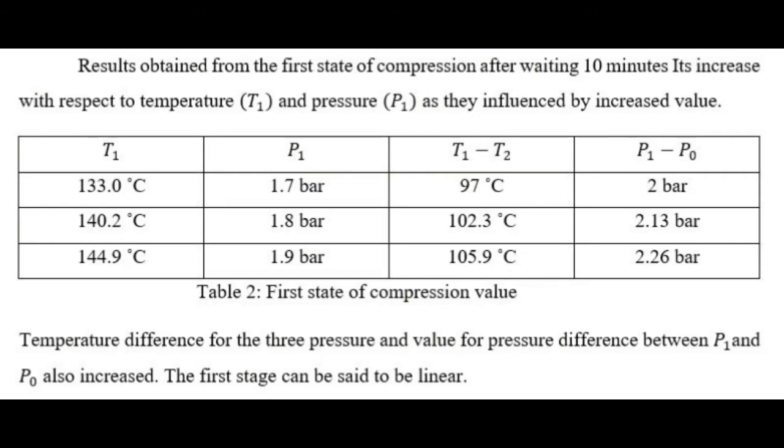It increased with respect to temperature 1 and pressure 1 as they are influenced by the increased value. The value is shown in table 2 for the first stage of compression value. Temperature difference for the 3 pressures and the value for the pressure difference between P1 and P0 also increase. This is shown in table 2 also. The first stage can be said to be linear.